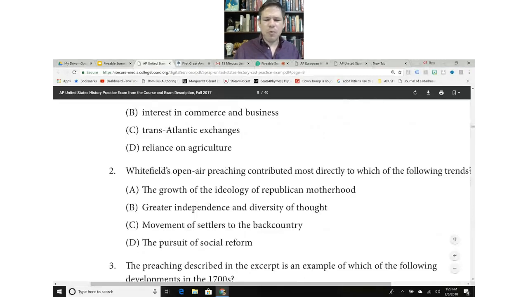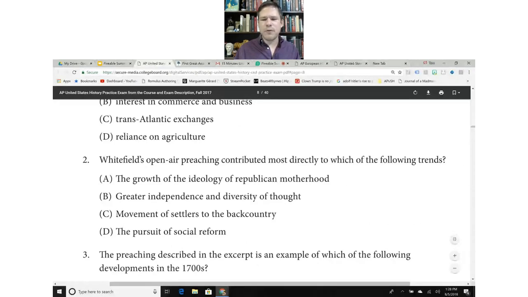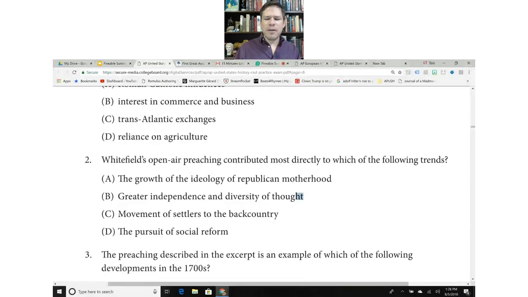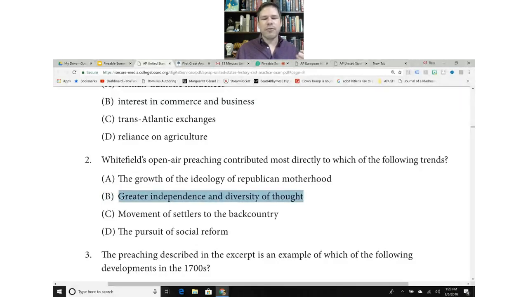Now, two, Whitfield's open air preaching contributed most directly, once again, most directly to which of the following trends? Now, the growth of the ideology of Republican motherhood, which is just a little bit out of period. This is something that is after the American Revolution. Now, greater independence and diversity of thought, we'll keep that one, although that's another thing I want to go into, because at first I overthought and I picked this one because I associated greater independence and diversity of thought with the Enlightenment. And that was my bad, but I think it's very important to be upfront with students.